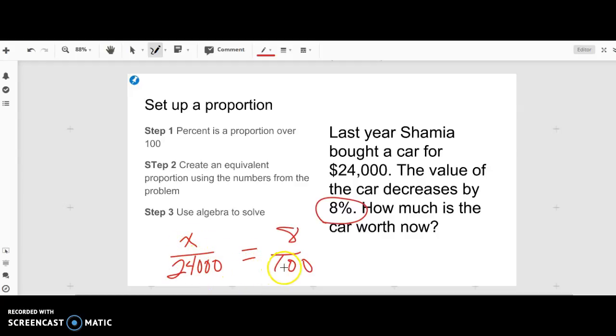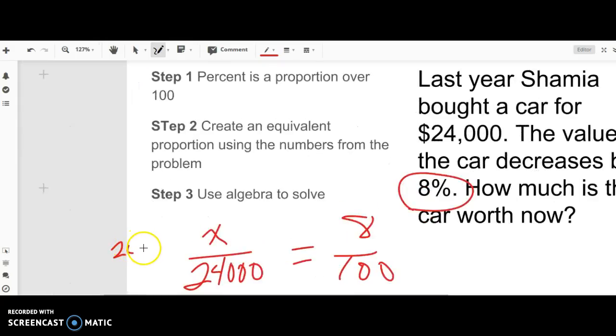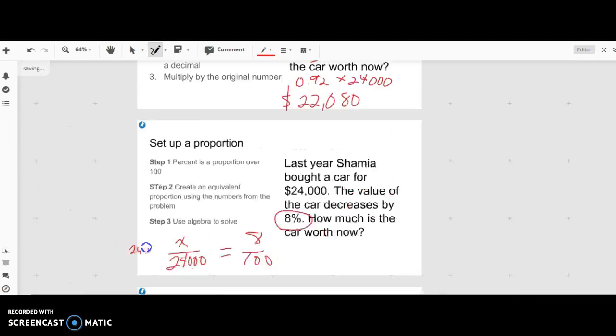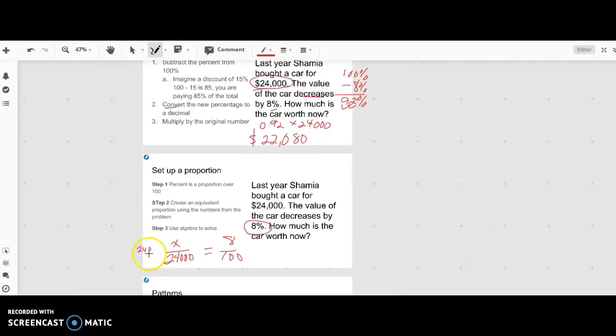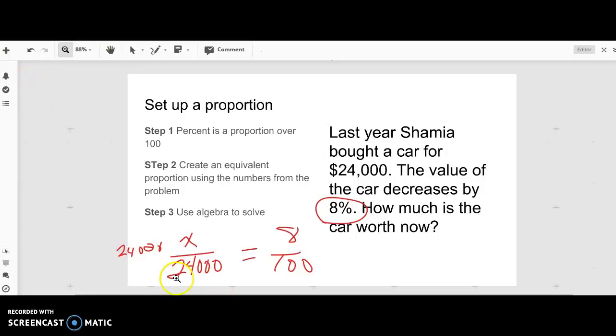I'm going to use algebra to solve this problem. I want to take this 24,000 and this 100 off of the denominator so I have nice numbers. So I'm going to multiply by 24,000 on this side. Hold on one second while I fix this. So I have the 24,000 on this side.